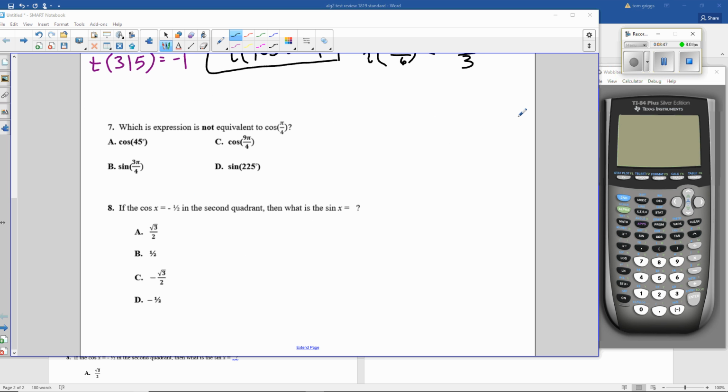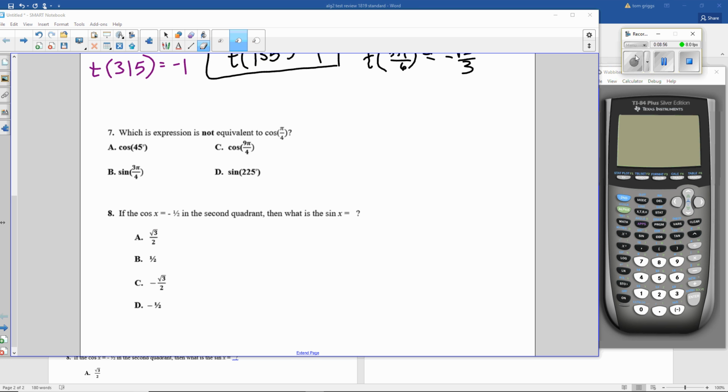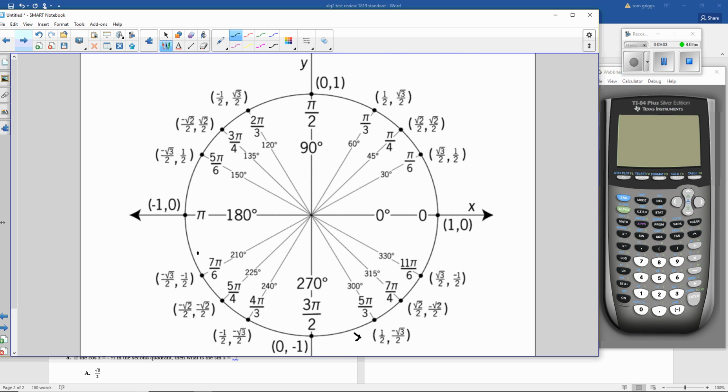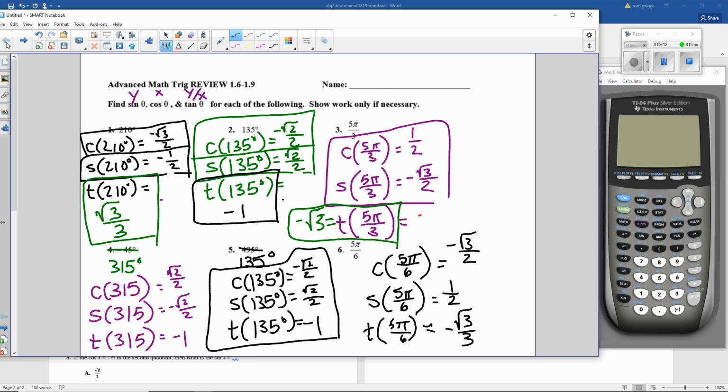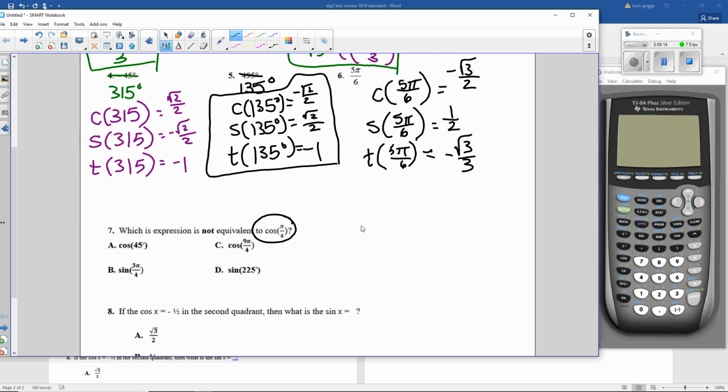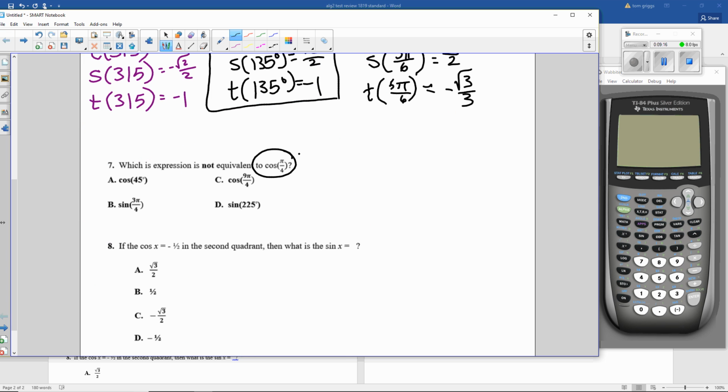Number 7, which expression is not equivalent to the cosine of pi over 4? Well, let's figure out what the cosine of pi over 4 is by looking at our unit circle. Pi over 4 is right here. There's a horrible line drawn, but we're looking at the x-coordinate. So cosine of pi over 4 is positive radical 2 over 2.